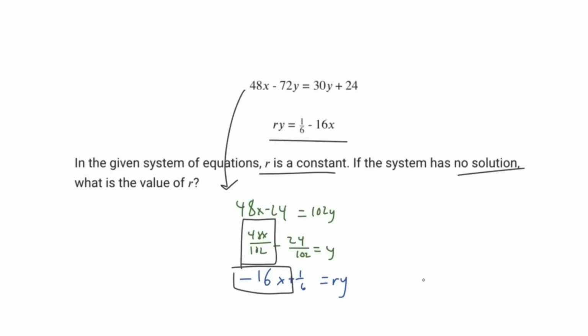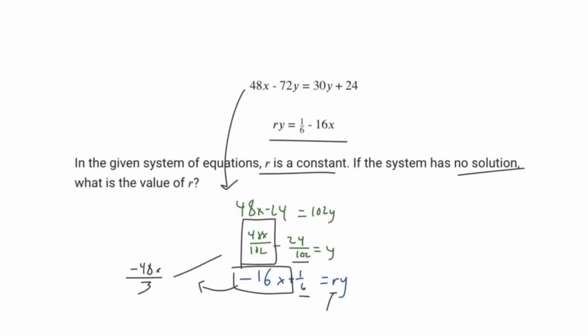And how do you get parallel lines? Well, you need the exact same slope, but different y-intercepts. We can see here that they have different y-intercepts, but they need the same slope, which they currently don't have. But we can give them the same slope by changing r to the correct value. Another thing to note is that negative 16x can be rewritten as negative 48x over 3, right? That's the exact same thing as negative 16x. And now we can see the direct comparison between negative 48x over 3 and 48x over 102.